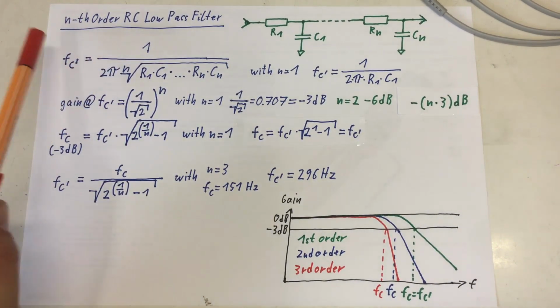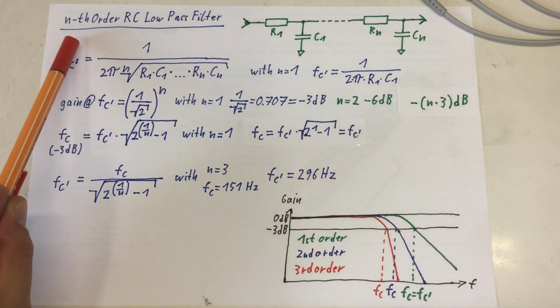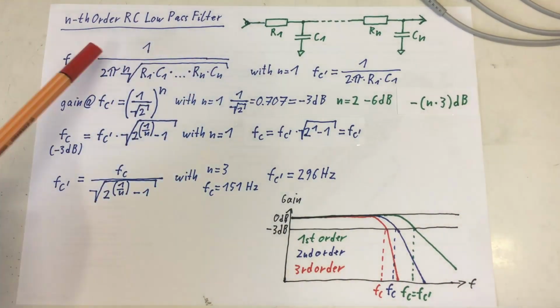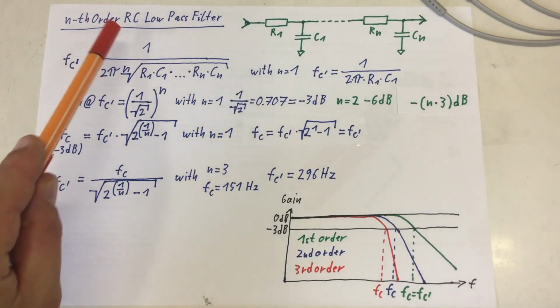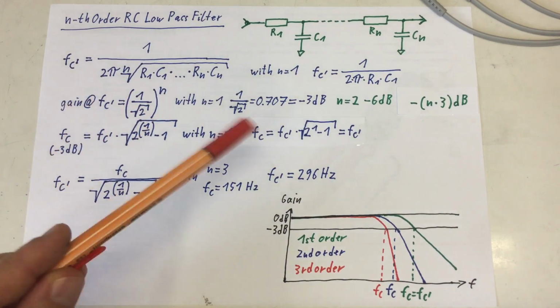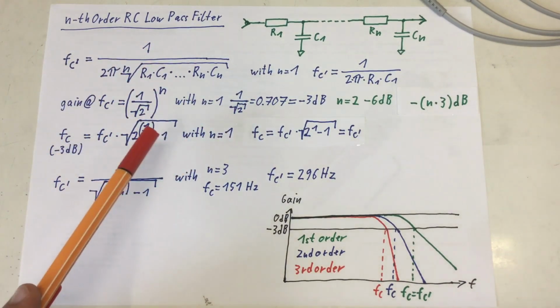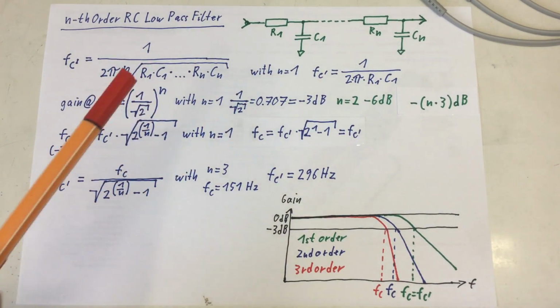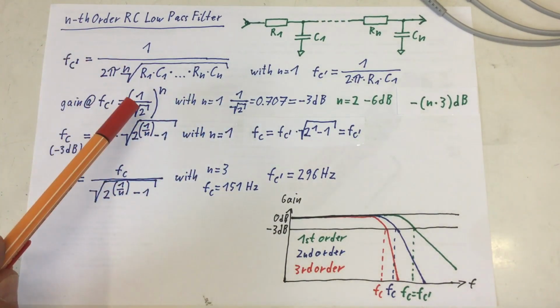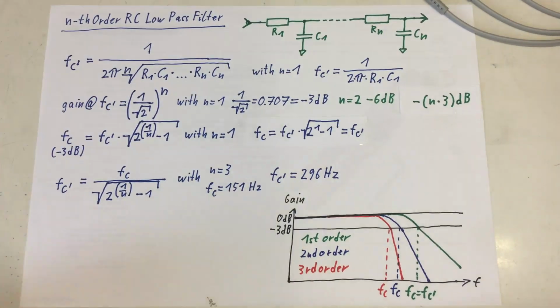Now that we know which order of low-pass filter we need and what its minus 3 dB cutoff frequency should be, we can finally start talking nth order RC low-pass filters. As mentioned before, RC filters are only one real-world implementation of those idealized Butterworth filters, or I should better say real-world approximations, as we will see.